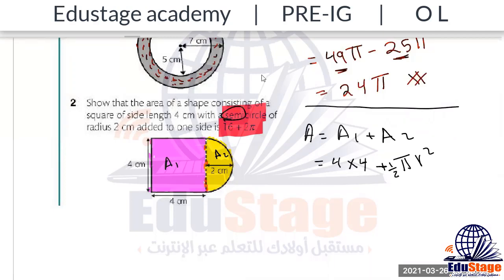Then 4 times 4 is 16 plus half pi r squared. The r will be 2, so 2 squared. So it will be 16 plus 6.3. 16 plus 2 pi.